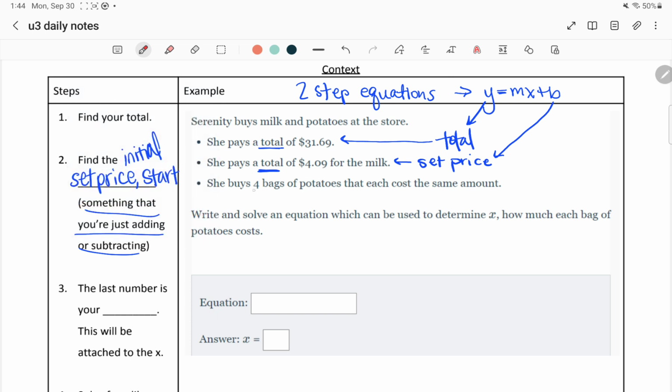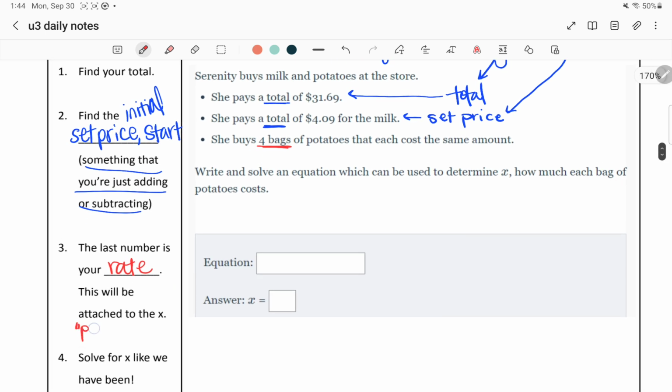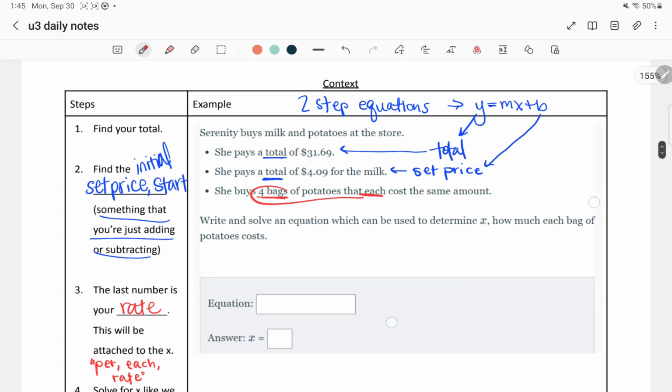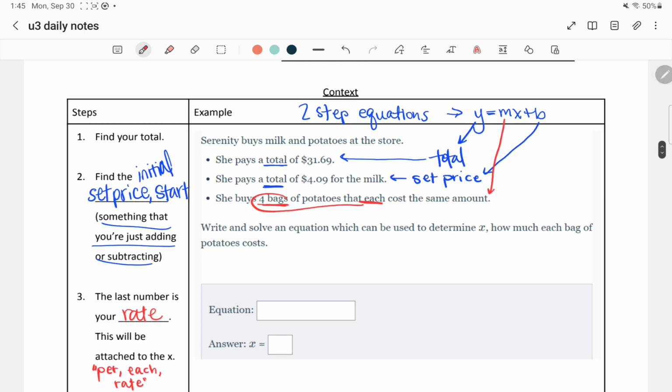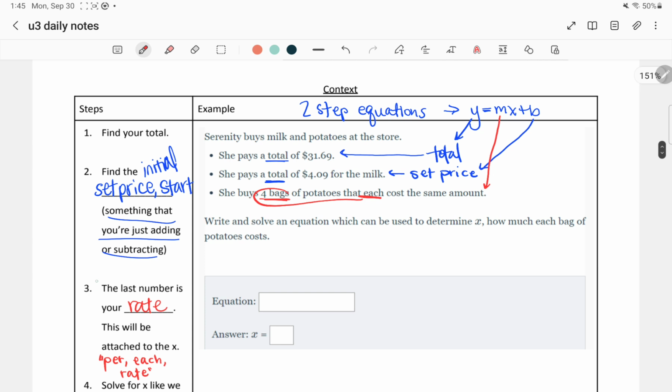And the last thing is I need to find my rate. Your rate is always attached to words like per or each, or the word rate, if it's that obvious. So I see 4 bags of potatoes that each cost the same amount. I know that this is going to be my m. Remember, m is the slope, also known as the rate of change.